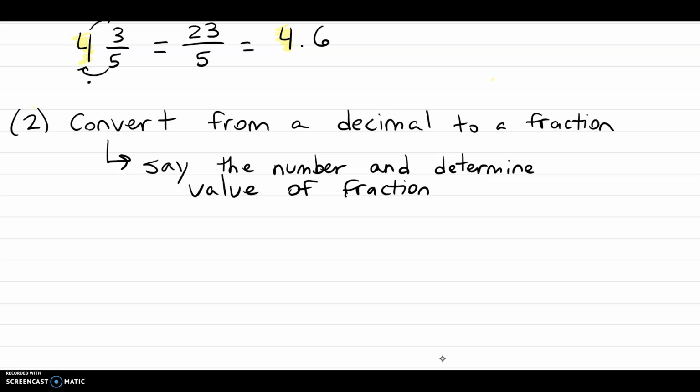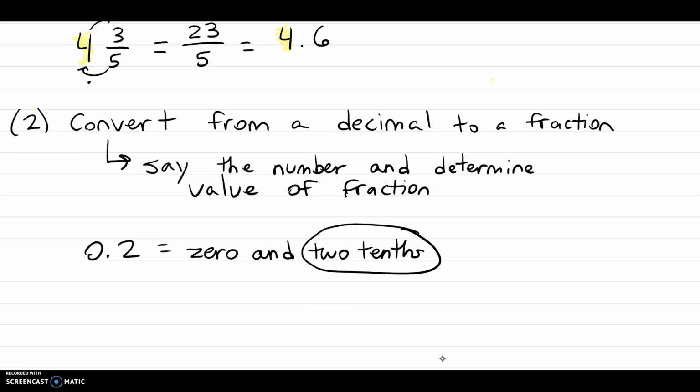So for example, if I gave you 0 and 2/10, remember that this is 0 and 2/10. So really what I'm looking at is just this part, 2/10. You're saying it, so 2/10 is 2 out of 10. So this place value is determining your denominator. So the place value of tenths is going to determine your denominator, and then the 2 becomes your numerator.